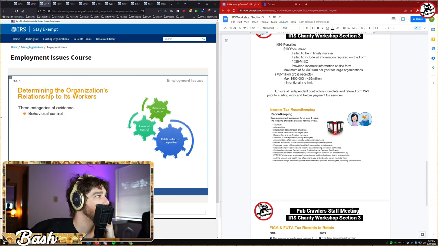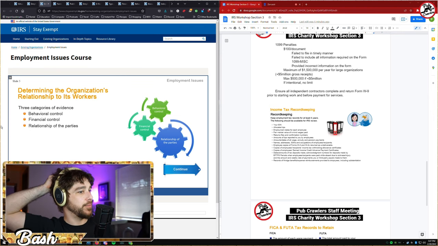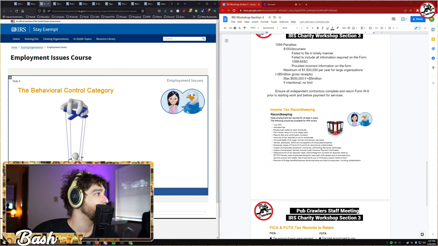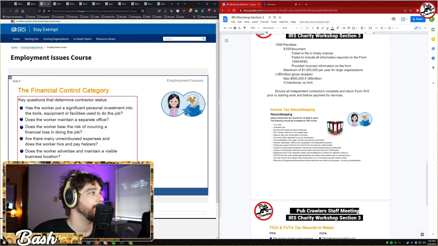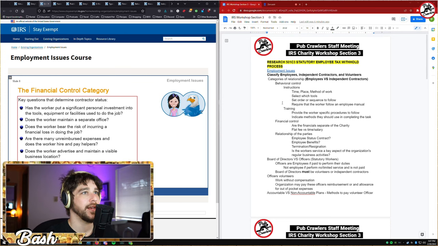So I'm just going to check through this real fast. That was fun. That was so much fun. Hell yeah. Oh, was this the little bit of stuff that I missed? Yeah, this was at the very beginning, for what classifies an employee versus independent contractor. Awesome.